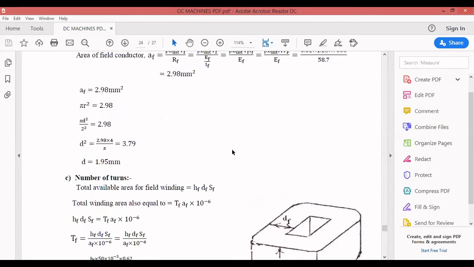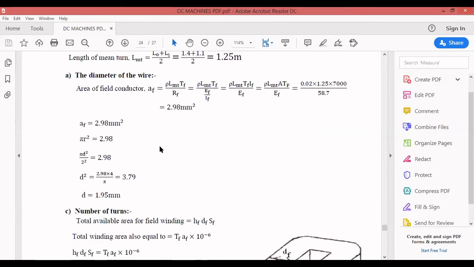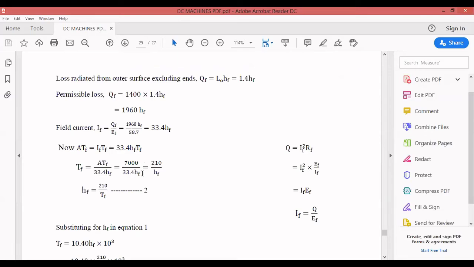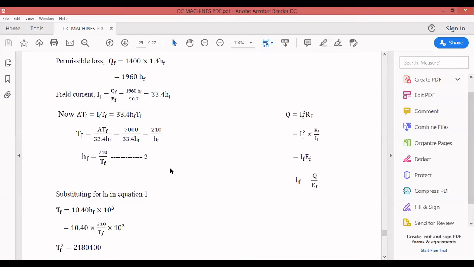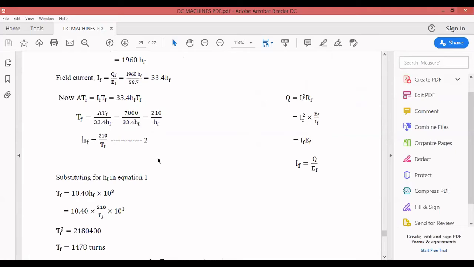What is ATF? It is given in the problem. If you go back to the problem, ampere turns per pole is 7,000 amperes. So 7,000 divided by 33.4 HF. Just calculate here. What do you get? 210 divided by HF. From this you calculate HF now. HF is equal to 210 by TF. This is equation 2. So we got equation 1 here, and this is equation 2.